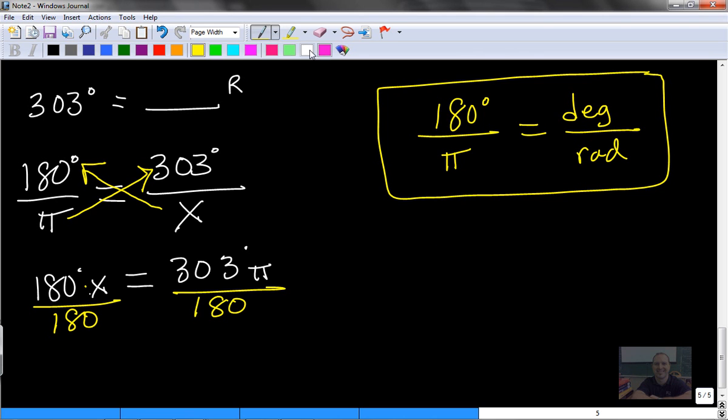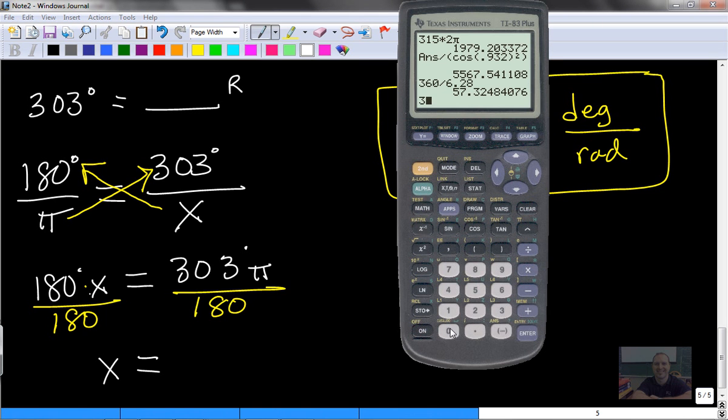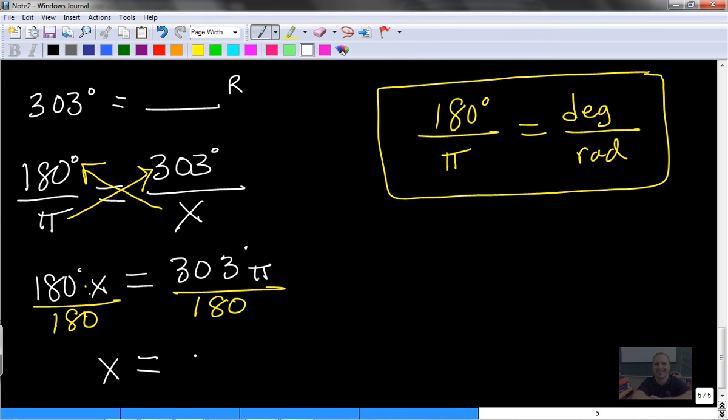And then I get x equals, do this on your calculator real quick, 303 pi. You don't even have to say times. Divided by 180. And there you have it. 303 degrees is 5.28 or 5.29 radians.